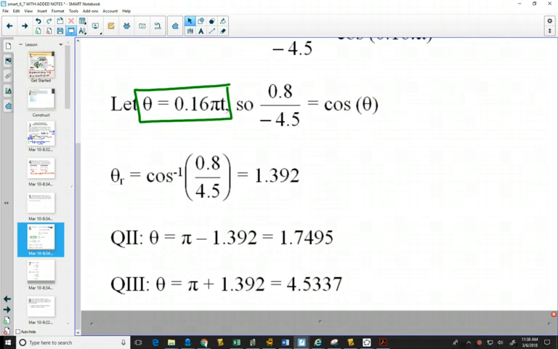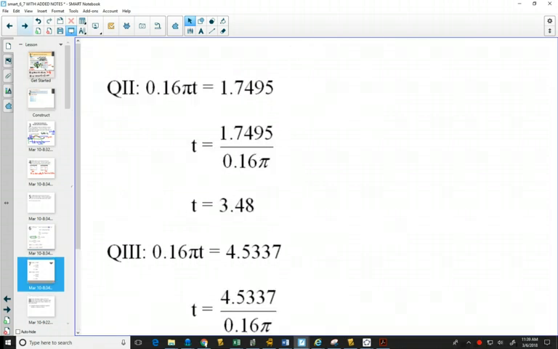That you've done before. What's the difference in this question is we made theta equal to all of that stuff on the inside. So now if I wanted to find out what t is, if one theta is equal to 1.7495, can you see that 0.16 pi t would equal 1.7495? And if the other theta is equal to 4.5337, then 0.16 pi t would equal 4.5337.